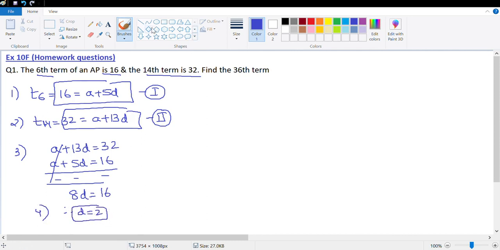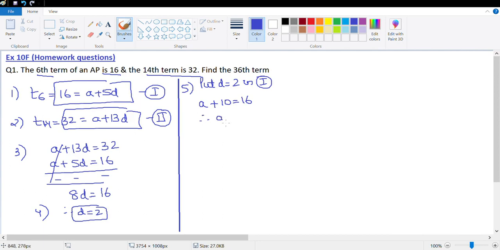Now let's put value of D in equation 1. That'll help us figure out the value of A. So put D is equal to 2 in equation 1, and what I get is A plus 5 into 2, that's 10, is equal to 16. Therefore, A is equal to 6. So we've got the value of A, we've got the value of D.